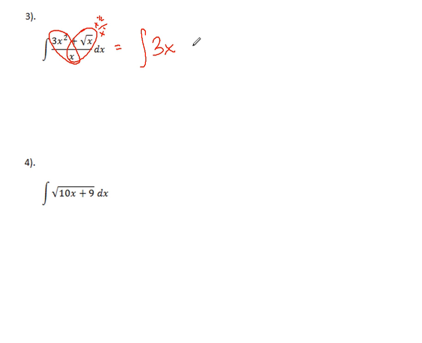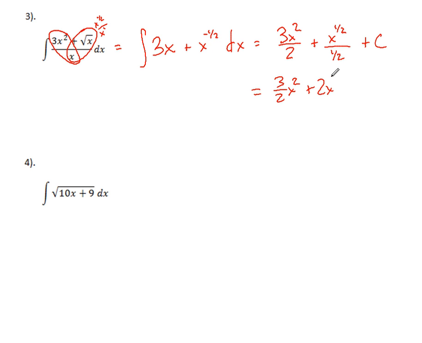Subtract those exponents, and I would have x to the negative 1/2 power dx. So I don't even need a u substitution because I can do this integral immediately. This will become 3x squared over 2. This will become x to the positive 1/2 divided by 1/2. And then just simplify. So I'd make it 3/2 x squared.